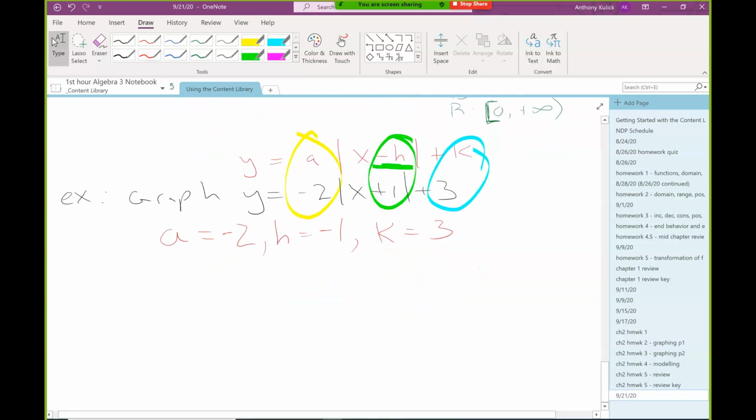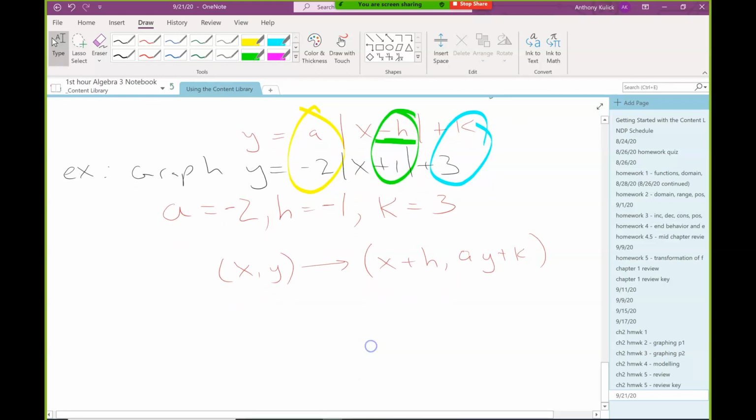Okay. So now I'm going to write my map. So I remember that the form for my map that we established earlier is xy goes to x plus h, comma, ay minus k. So I have values for h, a, and k, so I'm just going to plug those in. Everybody still good there?